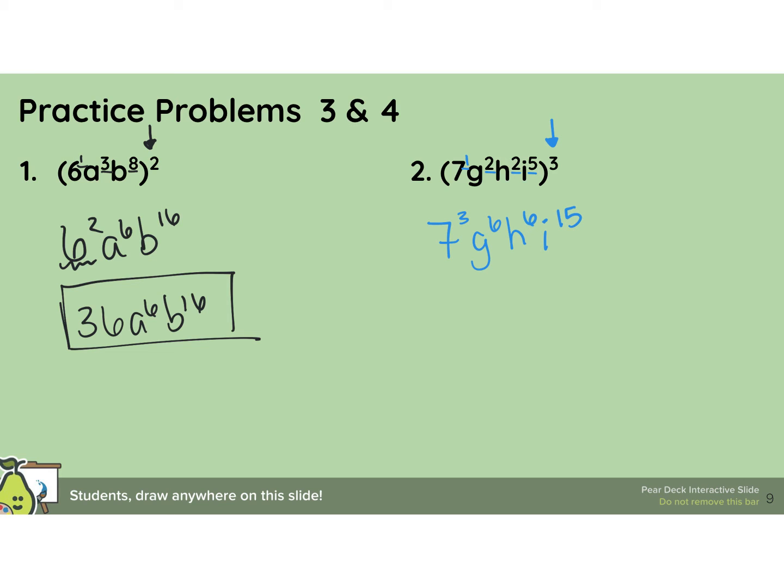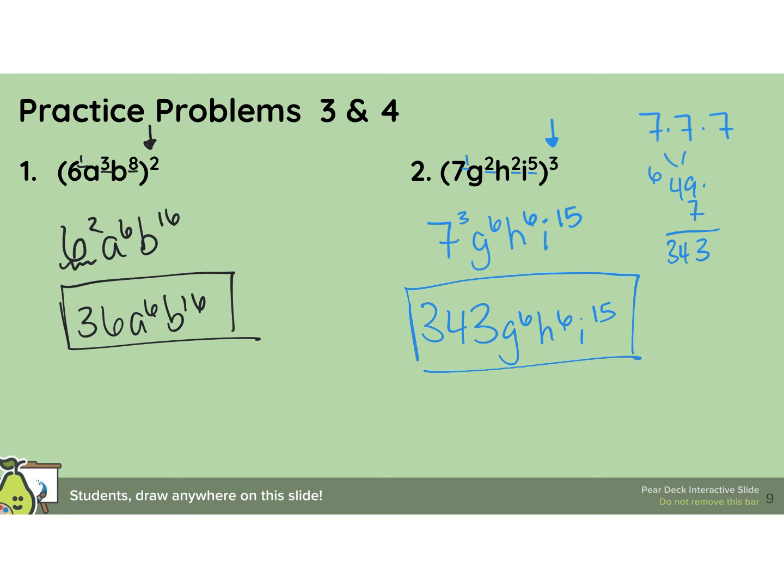So now 7 to the 3rd power, that's 7 times 7 times 7. So that's 49 times 7. That's 63, 28, 29, 30, 343. And then we have G to the 6th, H to the 6th, I to the 15th.